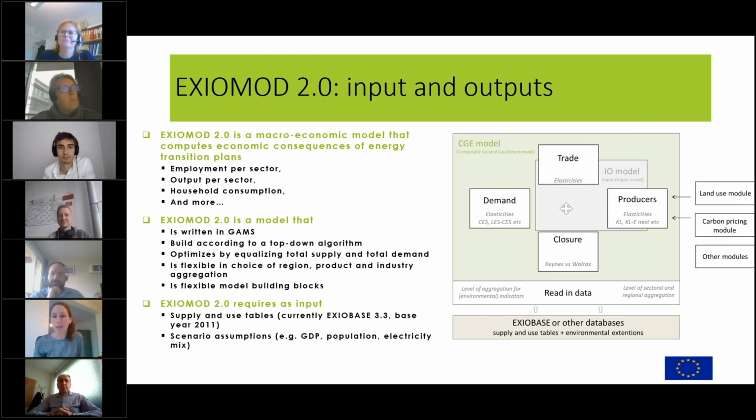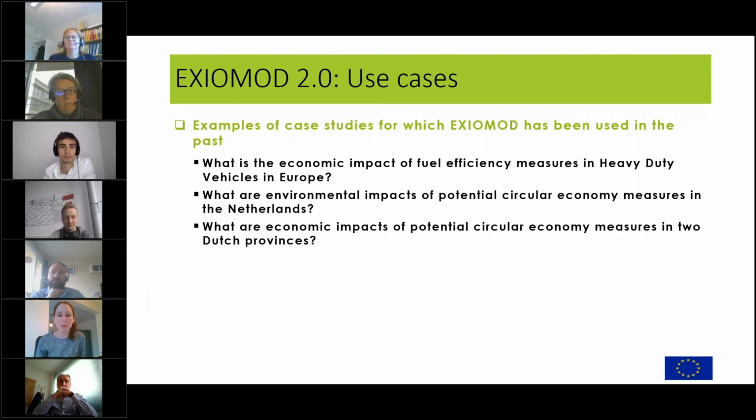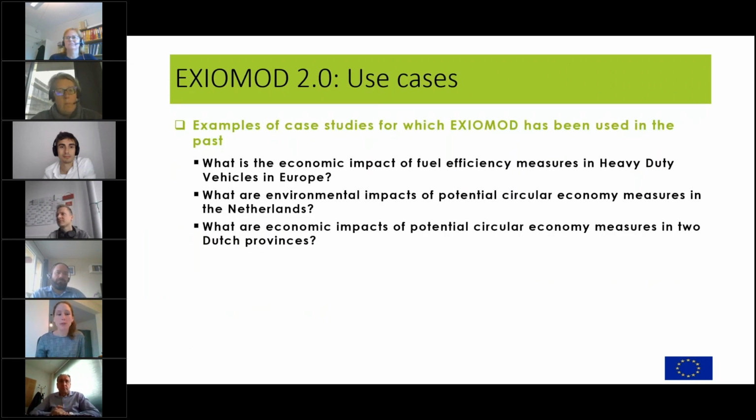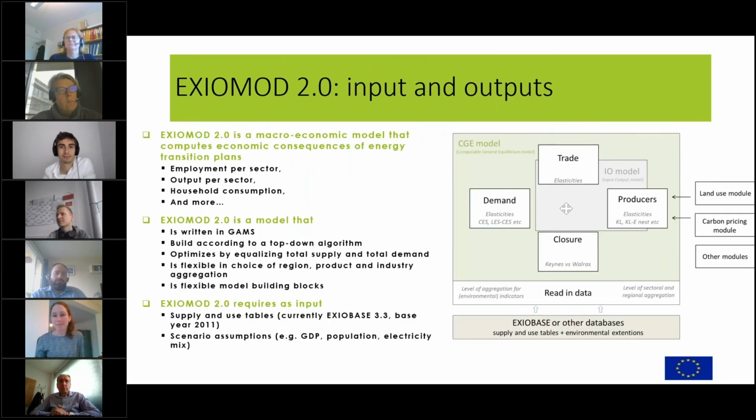It's also flexible in the sense that it allows you to make choices in equations. So consumer behavior you can model in different ways, and it's flexible in that sense. So what kind of output can you expect from this model? It's, for example, employment effect, output, output per sector, household consumption, etc.